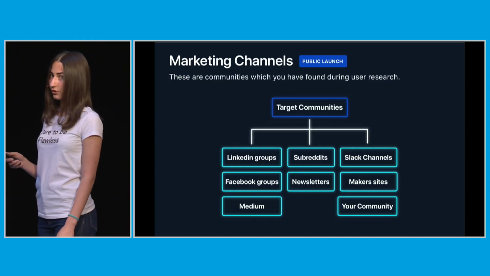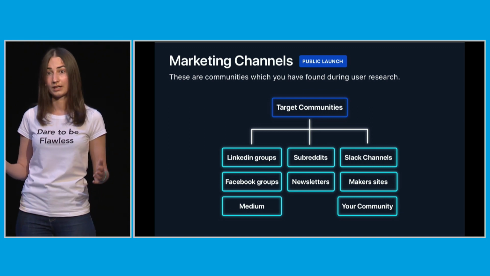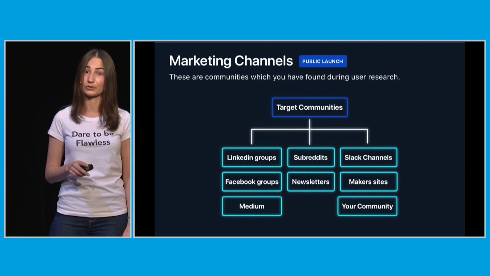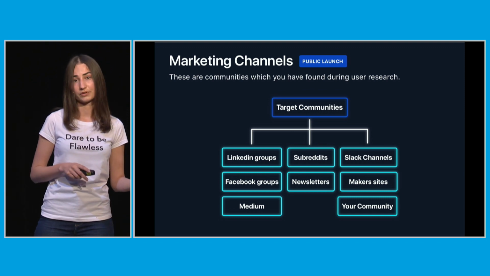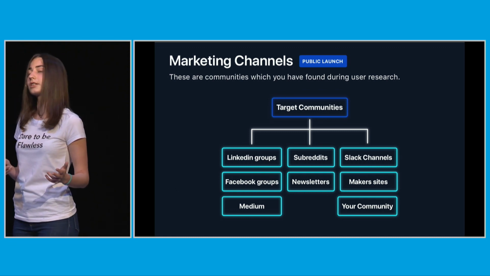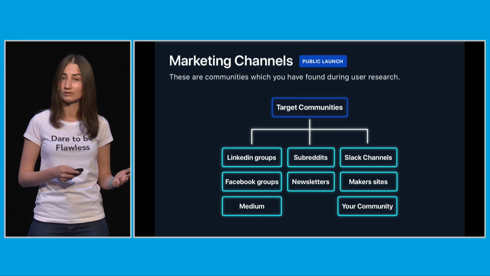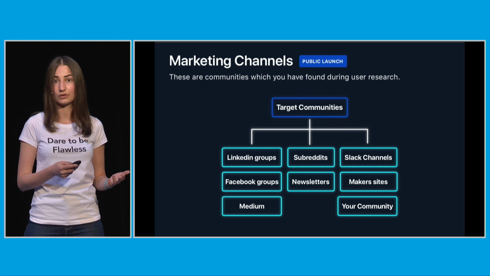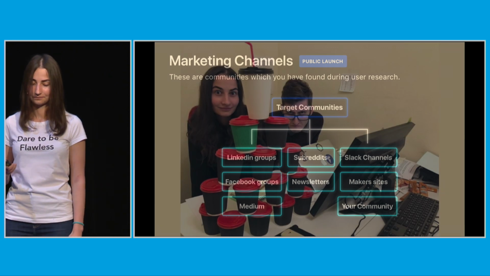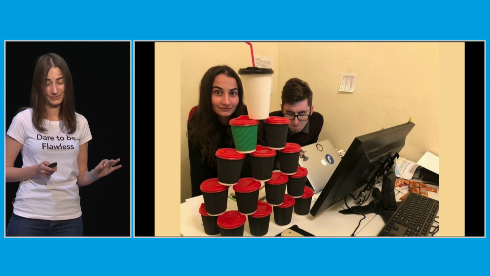When you have a public launch, you share news about your release via different target communities and groups. Those are communities which you have discovered during your user interviews. It can be Facebook groups, LinkedIn groups, Slack channels, Reddit, newsletters, different maker sites like Indie Hackers, or it can be Medium publications, or blogs which accept news about new apps. With all of that in mind, you need to do some preparation. It takes time to do a public launch.